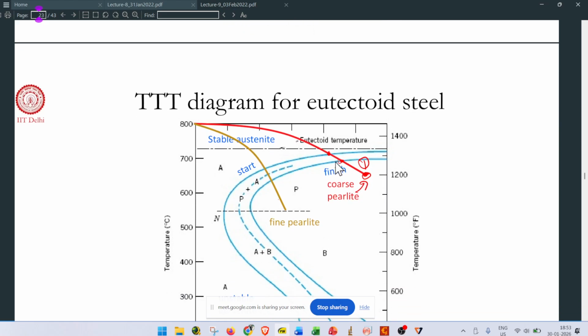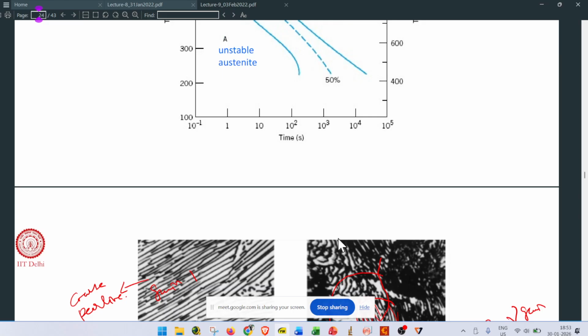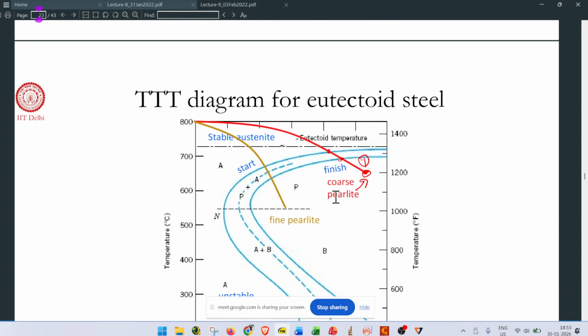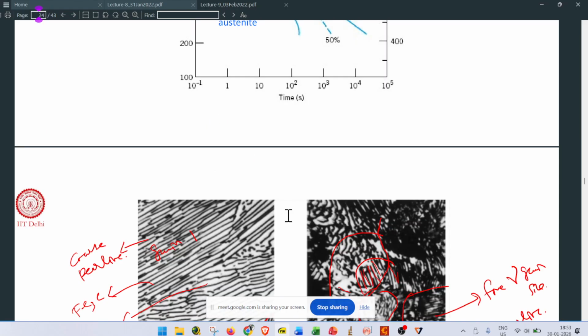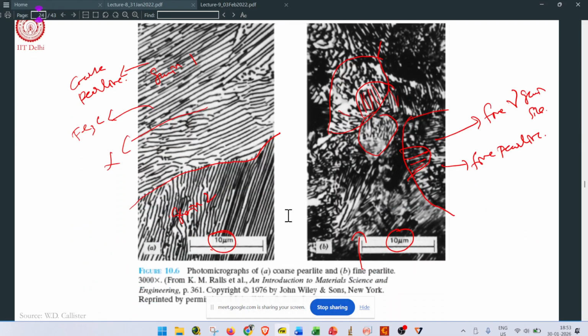In the TTT diagram, see here, there is coarser pearlite and finer pearlite. Coarser pearlite means we have to give a slower cooling rate. Here we have to give the faster cooling rate. How does the microstructure look like?